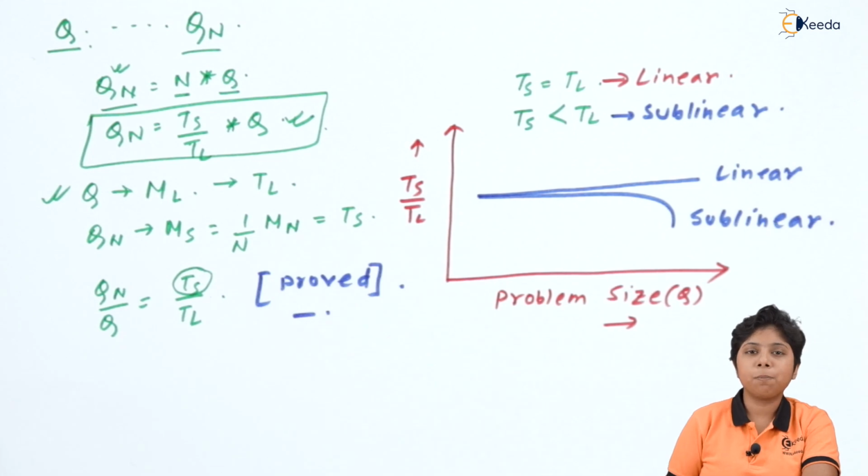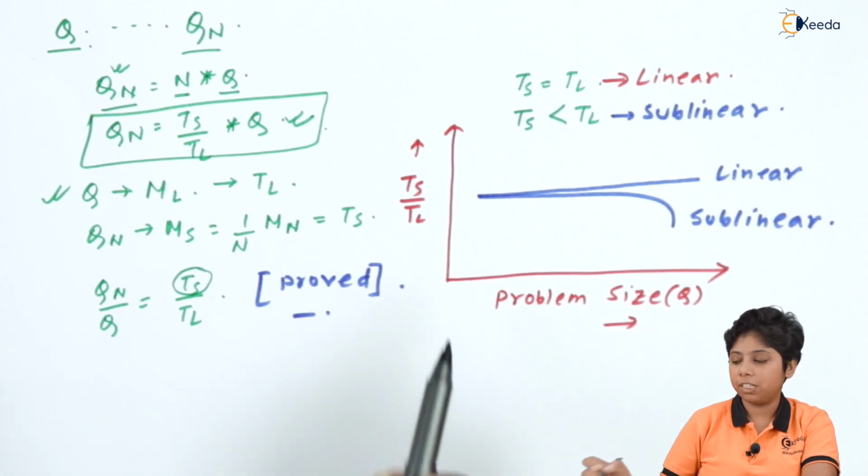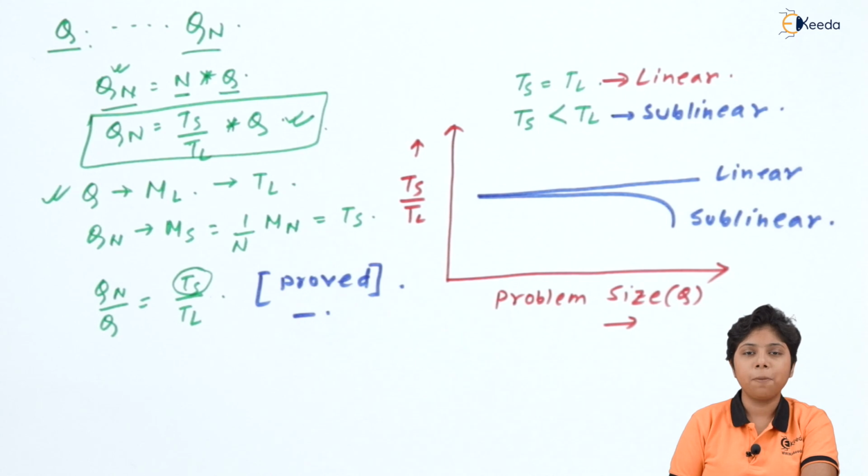So in this way we can prove the speed up and scale up within this geometrical graph that we have plotted. Now the scale ups are of two types. One is batch scale up, another is transaction scale up.